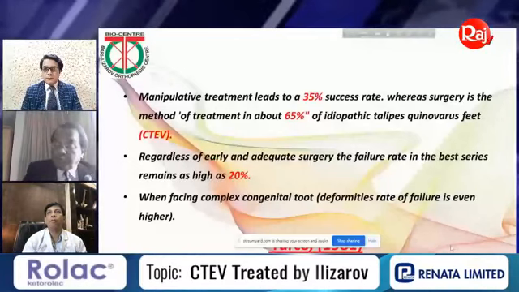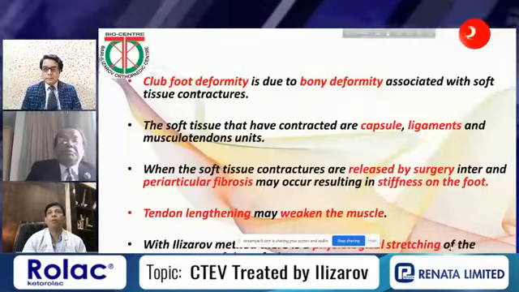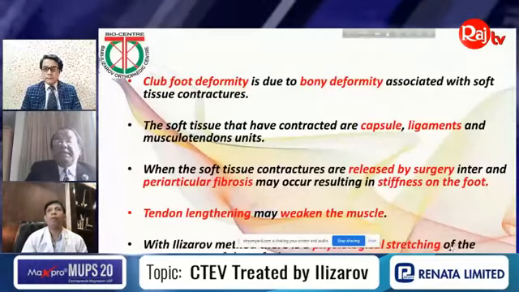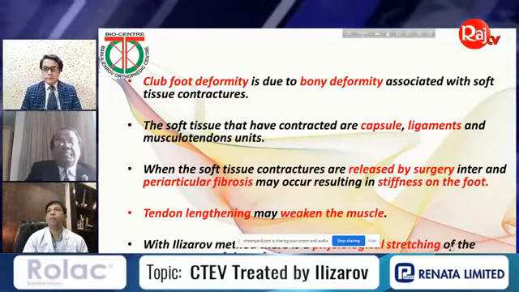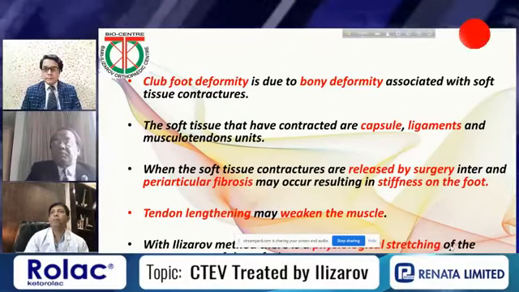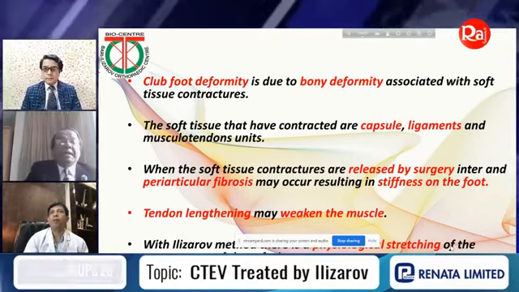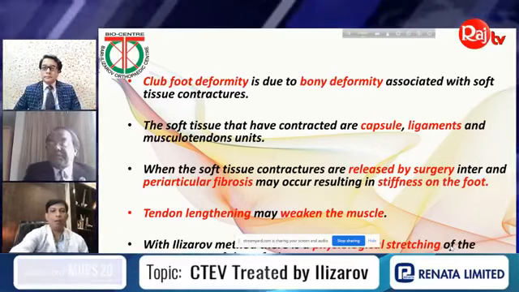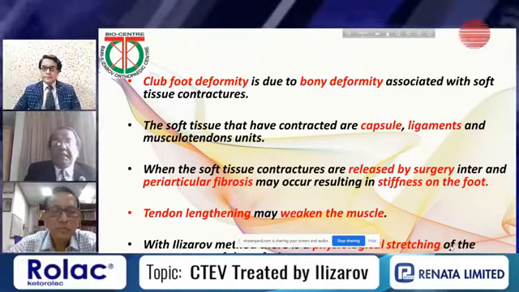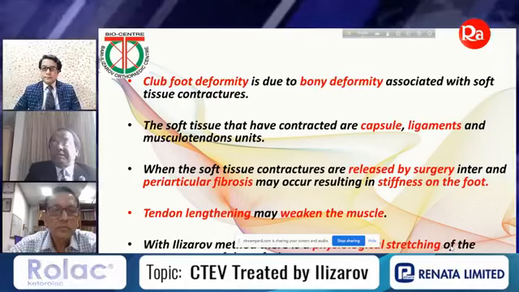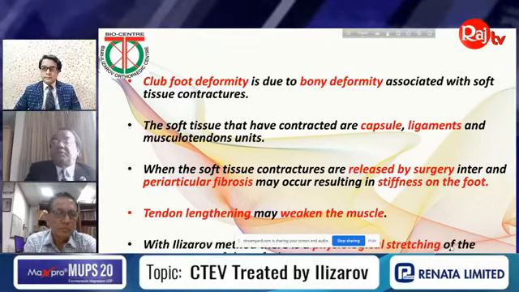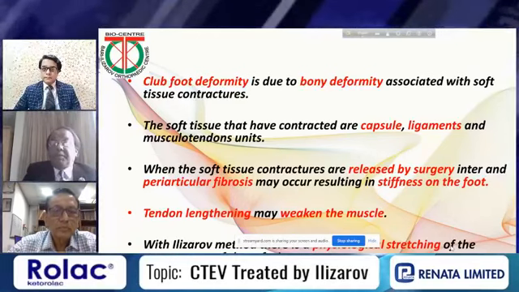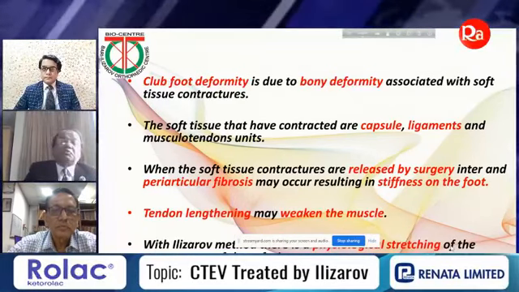So clubfoot deformity is due to bony deformity associated with soft tissue contractures, which you'll get all the time, especially in late cases and relapsed cases. The soft tissue have contracted. What are the soft tissue? Capsule, ligaments, and musculotendinous units. When the soft tissue contractures are released by surgery, inter and periarticular fibrosis may occur, resulting in stiffness of the foot. This is very important. That's why whenever you go for PMR, you will get relapse cases most of the time.